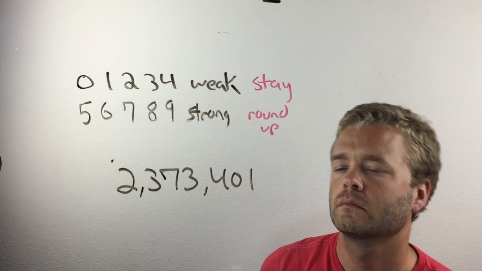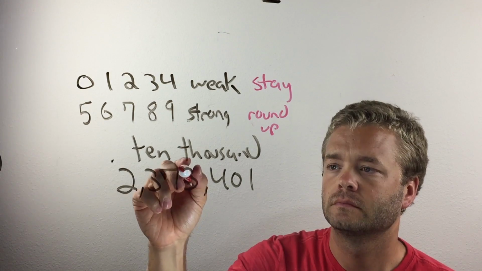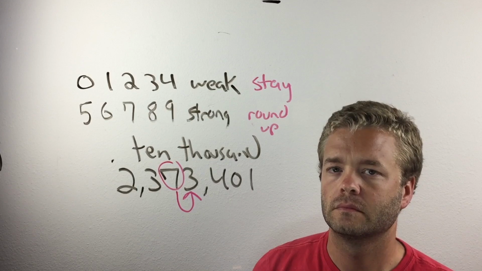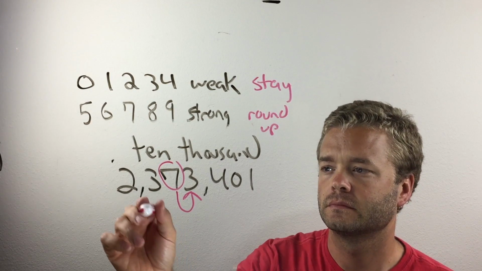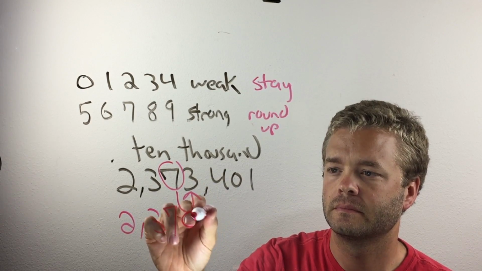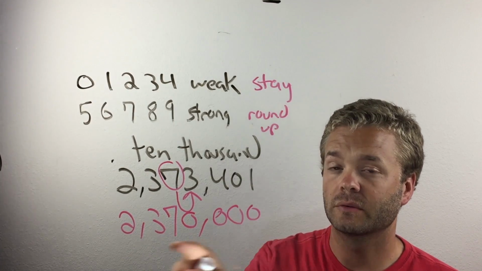You try one. Let's round to locate the place value you're rounding to. Look at the neighbor. Is it weak or strong? Stays the same. Becomes a 0. That's what it rounds to.